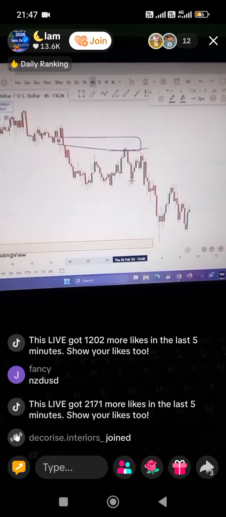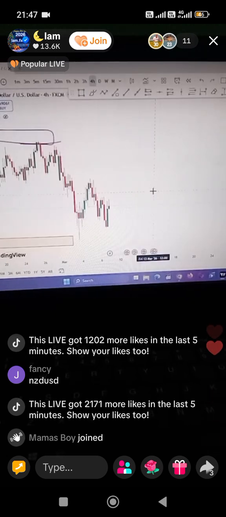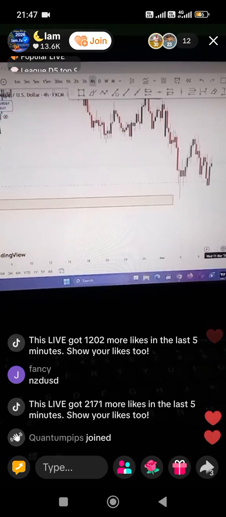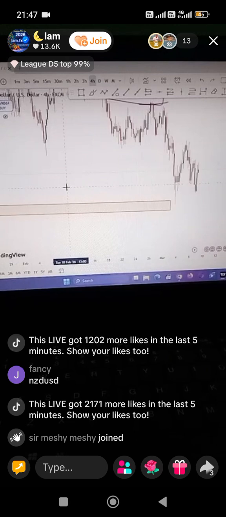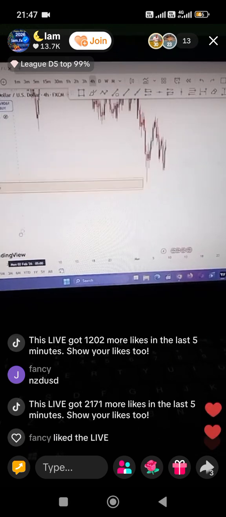You guys can see that, and then boom, lower low, lower high, lower low. So on NZD, I'm seeing the market is forming lower highs and lower lows. So if you're looking for swing trades, as much as I can see, we are not yet at the very extreme zone. We are at a flip zone.